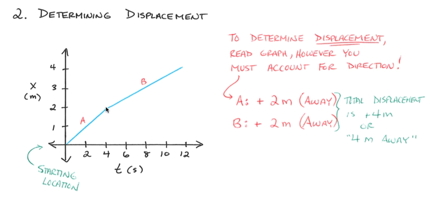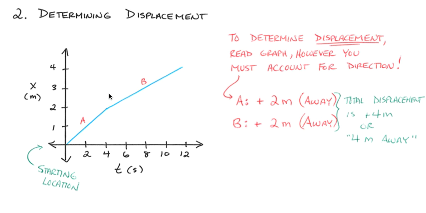For B, it started at 2, and it went to 4. So it therefore also went positive 2. It went 2 more meters away. Granted, it's 2 meters away from where it ended at A, and 4 meters overall, but I'm just breaking them down into individual sections. A went positive 2 meters, B went another positive 2 meters. Since they're both in the same direction, and they are both positive, at the end of the day, this object wound up at positive 4 meters, better known as 4 meters away from where it started.